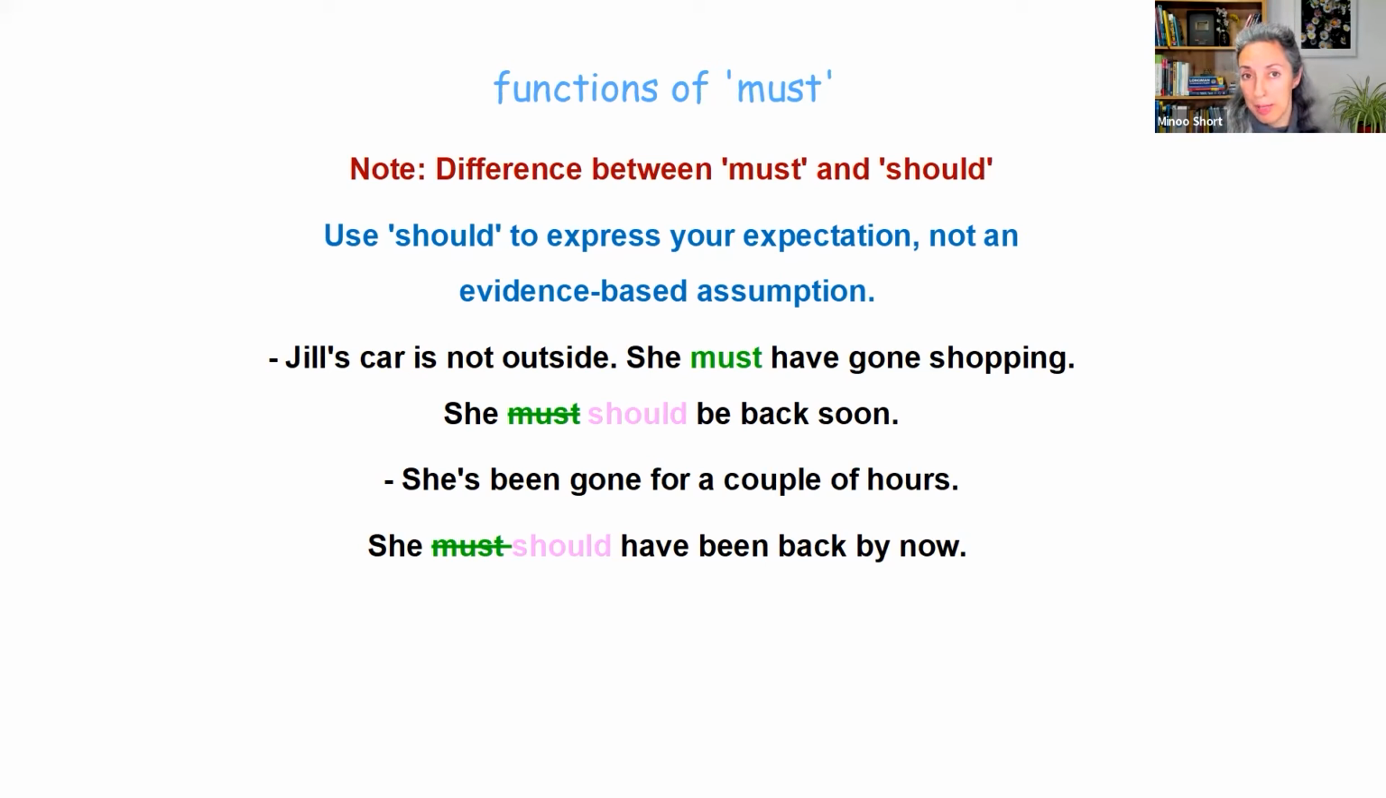Don't say she must be back soon. Here, should is the only word that works. And someone may say, oh, but she's been gone for a couple of hours, so I expect her to have come back by now. Again, the word to use here is should, not must. She should have been back by now. That's what I expect to have happened. So, lots of information. You may need, again, like every time with modal verbs, to review this or use the summary that I will share with you.